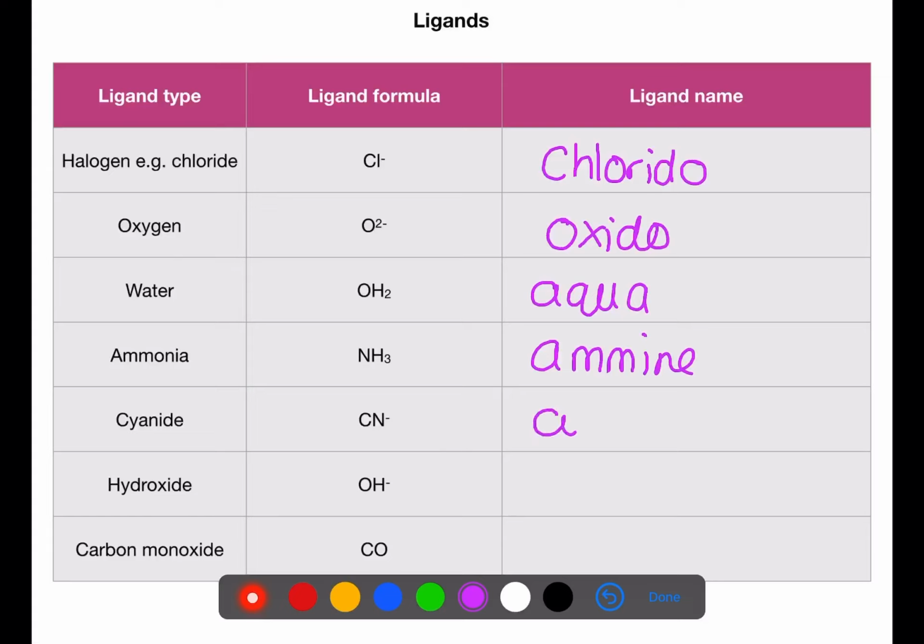Cyanide is given the name cyanido. The carbon is the one that bonds to the transition metal and therefore goes first. Hydroxide is hydroxido. And finally, carbon monoxide is carbonyl.